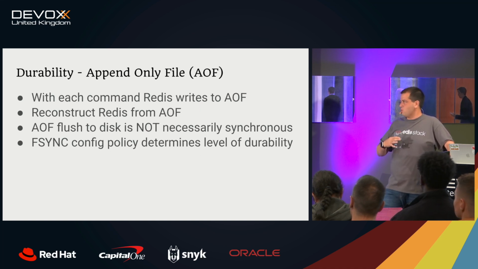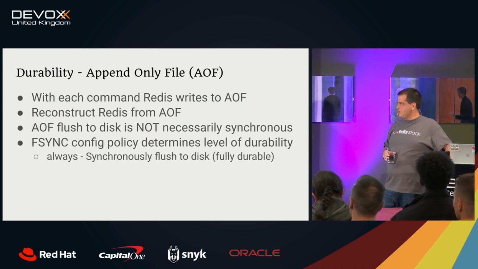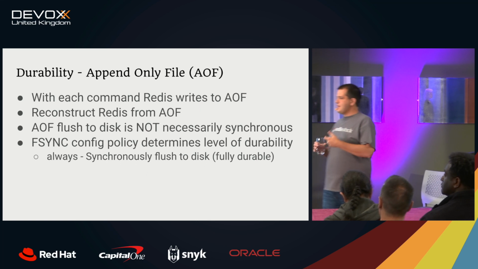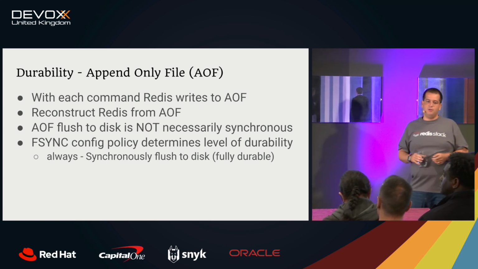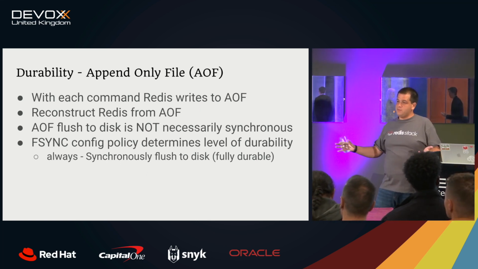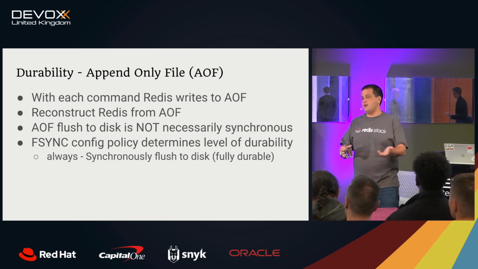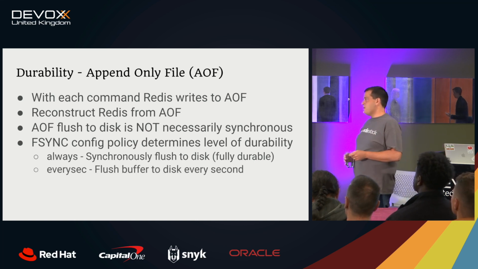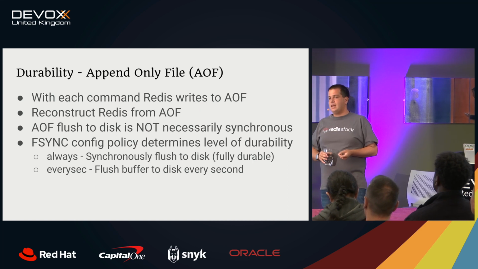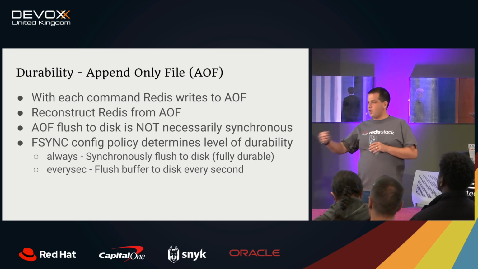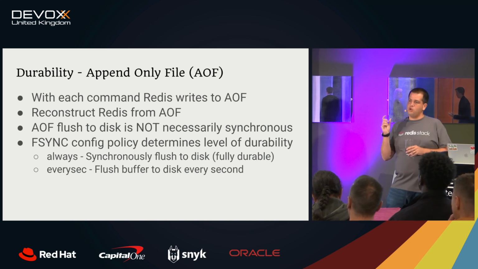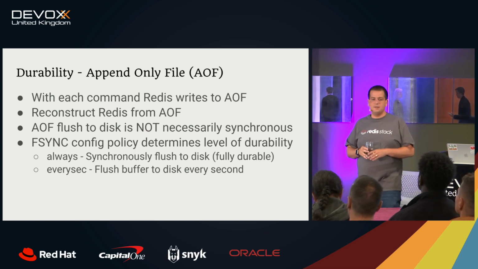for this synchronization. Always, which means that you will synchronously flush every time to the disk, and that makes your Redis database fully durable, with a trade-off of obviously performance, because you have to do I/O synchronously every time you issue a command to Redis, which means you're effectively storing everything on the disk. There's everysec, which means that every second on a background thread, it's going to flush the data to the disk. So your greatest loss window is a second, basically.